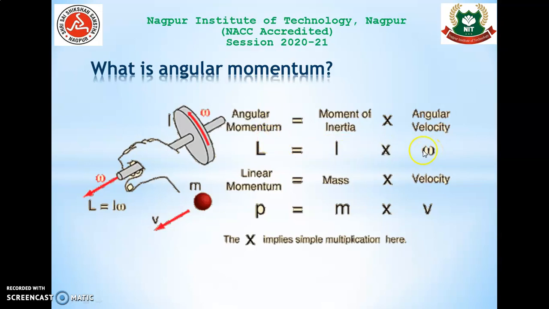Whereas if we talk about linear momentum, it's the product of mass into velocity. The linear momentum is denoted by small v, where m is the mass and v is the velocity. We have represented this next term just for simple multiplication. So in angular momentum, angular velocity is considered, and in linear momentum, linear velocity is considered.